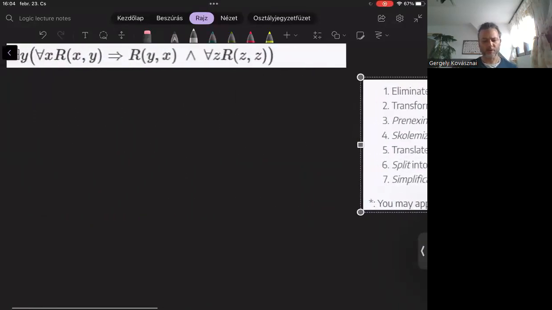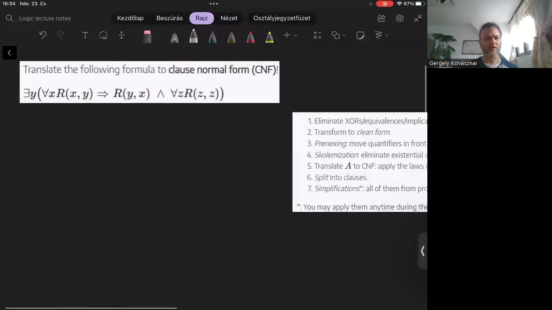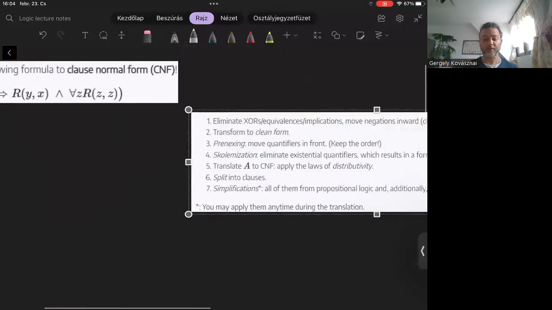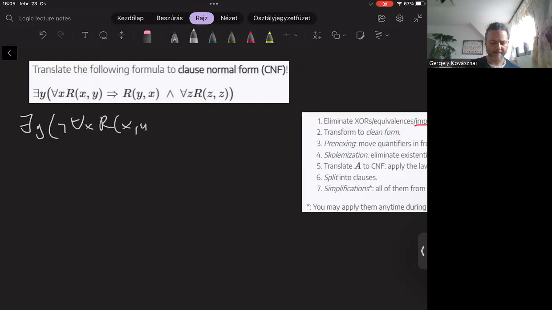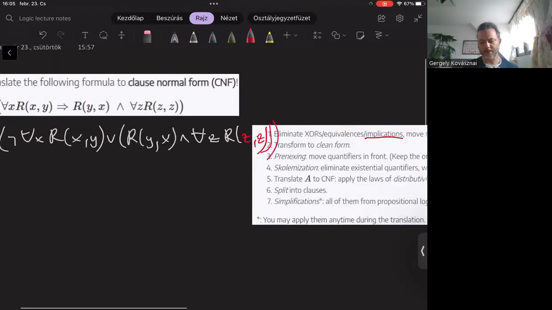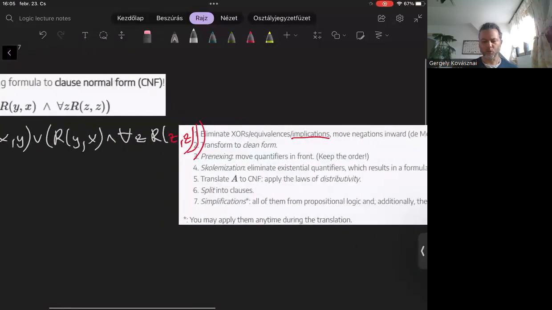If you look at the formula, you can see that it contains no XORs, no equivalences, but it definitely contains implications. This is what I'm going to do. I'm going to eliminate this single implication by negating its left-hand side, and then I just need to replace the implication by disjunction. Okay. What else can we do? What else can we apply in the first step?